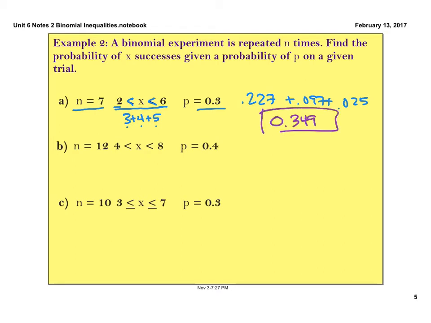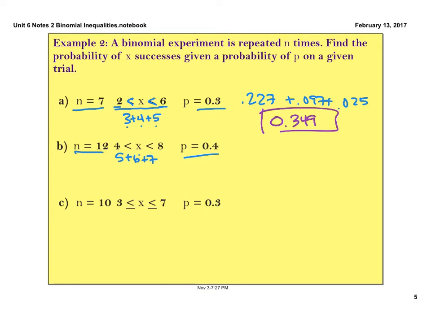Let's take a look at the next one. I want n equaling 12. That is the middle of the third page. So n equals 12. I want x to be between 4 and 8, and it's non-inclusive. So that means I want the 5, the 6, and the 7. I'm not including 4, and I'm not including 8. Probability is 0.4. So I go to the 0.4 column. I go down to 5, 6, and 7.